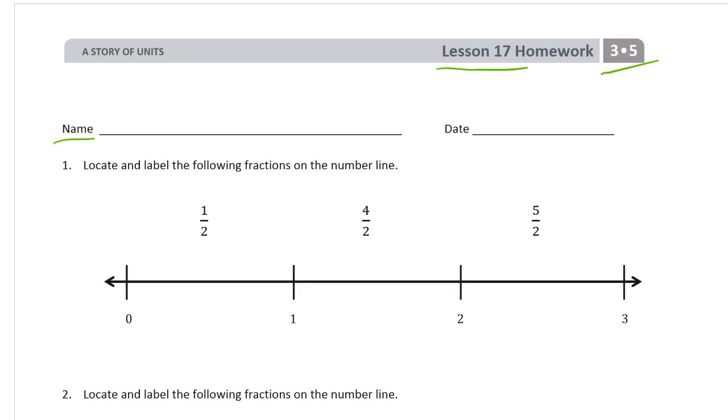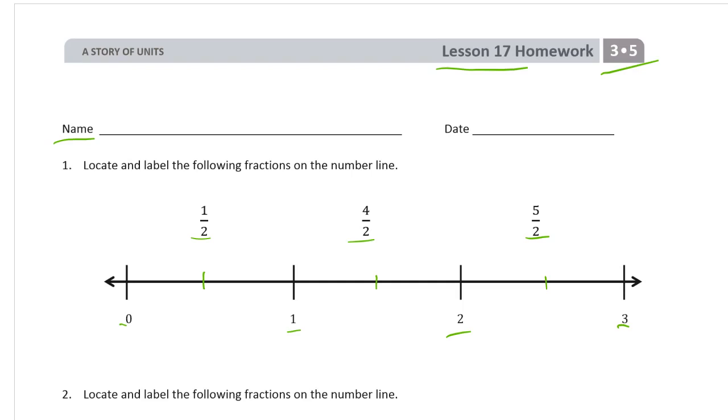Now it says locate and label the following fractions on the number line. So these are all in halves. So I'm looking for that unit, the fractional unit. So they're all in halves, denominators of 2. So I've got numbers 0, 1, 2, 3 are my whole numbers. So to label fractions, I just need to make hash marks in the middle here.